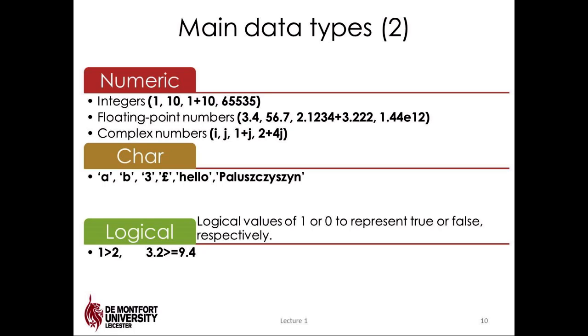So the numerical data type contains integers, floating point numbers, and complex numbers. Char will be mainly used to store text or letters, and logical will be the value of either 1 or 0, true or false.